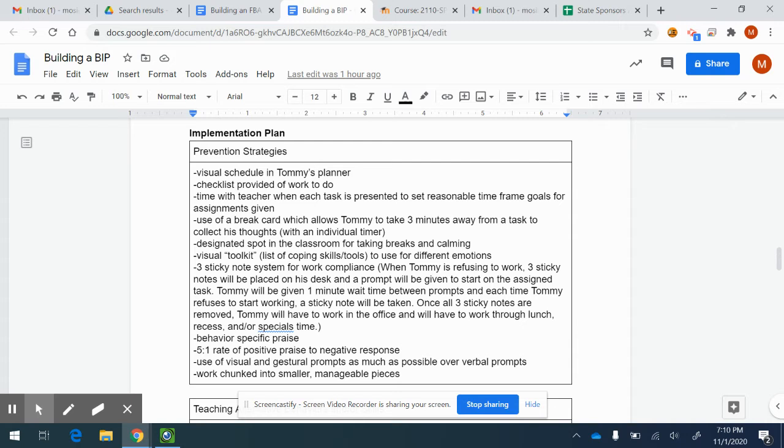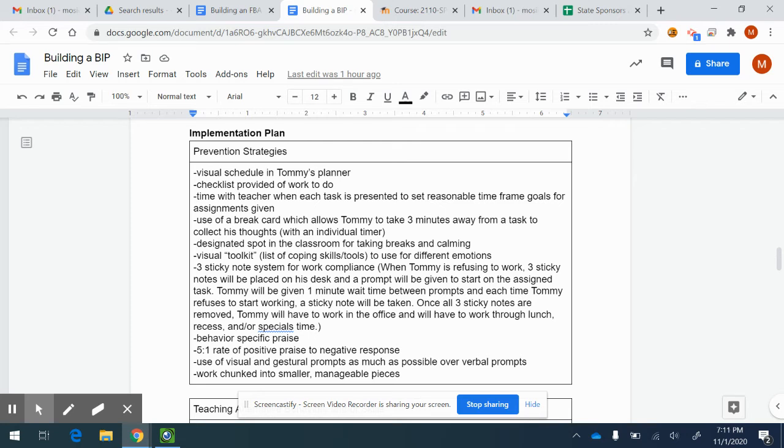And then work chunked into smaller, manageable pieces. So sometimes Tommy looks at an assignment and it's no big deal. He knows he's very intelligent and he'll look at it and say, oh, this is an easy task for me. But he can also turn around and look at the same assignment 10 minutes later and it looks like an impossible task to complete. And we don't really know what triggers that. Sometimes it seems unmanageable to him and sometimes it doesn't.